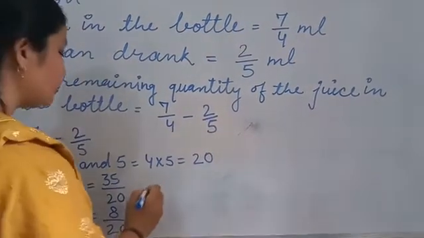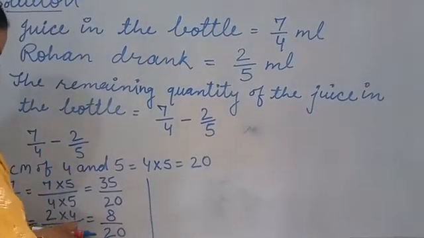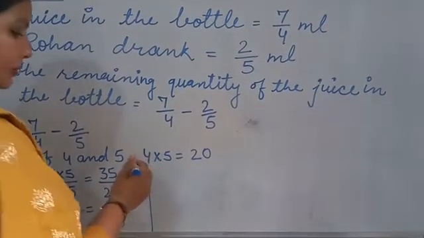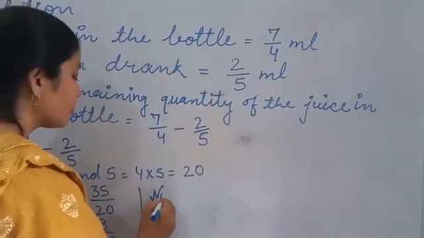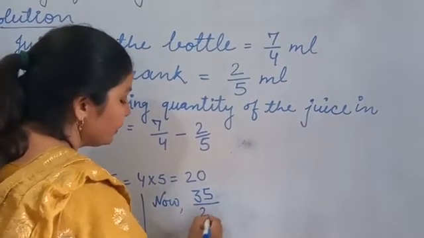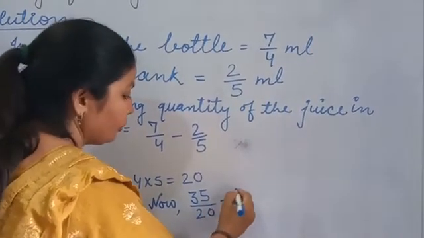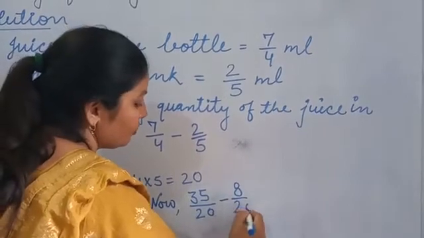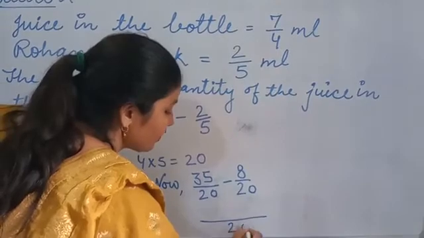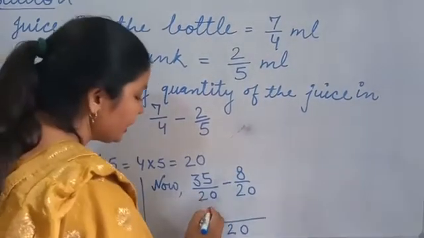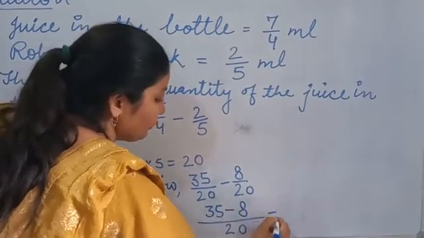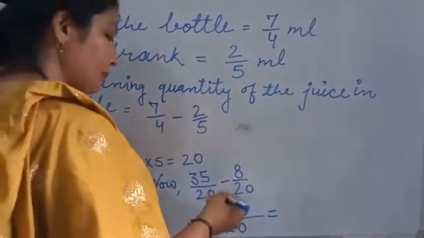There is no space, so you should solve down below this. Okay, I am solving on the side because there is no space downside. Now 35/20 minus 8/20. Both denominators are same, so we take the common denominator, that is 20. Now 35 minus 8. So 35 minus 8 is 27.